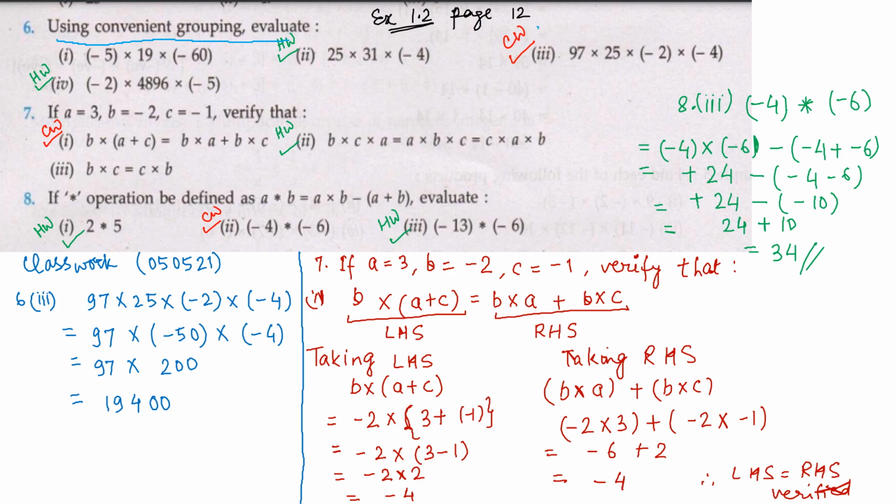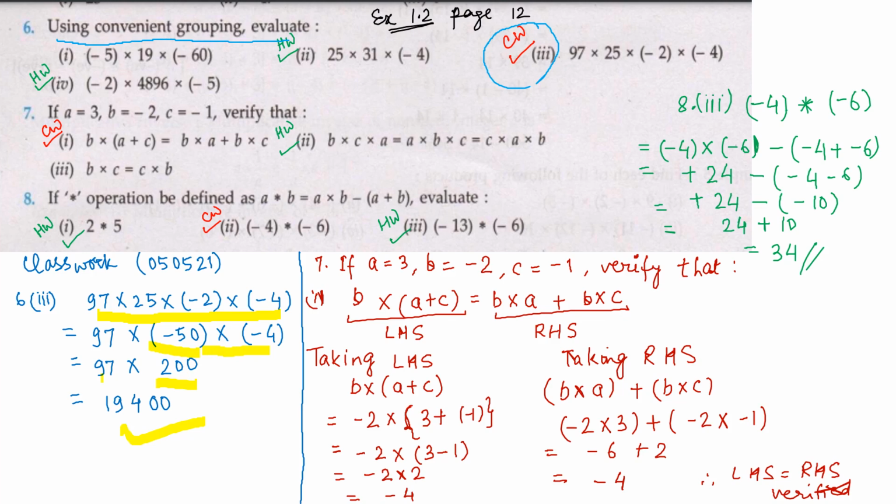So let us do third part as classwork. So sixth third part is 97 into 25 into minus 2 into minus 4. Now 25 into 2 is minus 50. Minus 50 into minus 4 is plus 200. 97 into 200 is 19400.